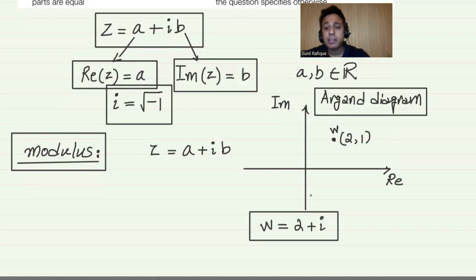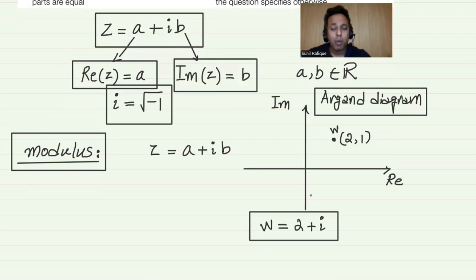a and b are real numbers, but why do we call 1 the imaginary part? Because the coefficient i is there with that number. That's why. Otherwise, a and b are real numbers. I want you to pause this video and note down everything that I've written.